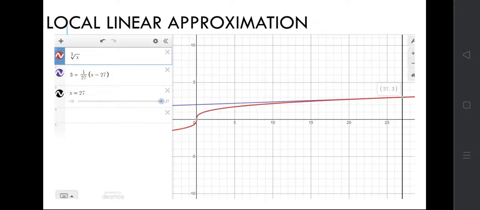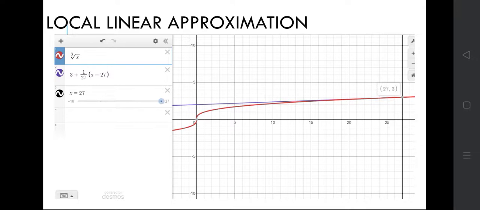So, yun na. Pwede tayong mag-graph para ma-verify natin kung nasa tamang landas ba tayo ng pag-solve. So, input ako ng value dito ng cube root of x, which is the red graph, and in-input ko yung linear function na na-derive natin, yung 3 plus 1 over 27 multiplied by x minus 27, yung violet na graph, violet na line. And nag-set din ako na yung x daw is equal to 27. So we can see na yung 3 is actually nakadikit siya sa red.